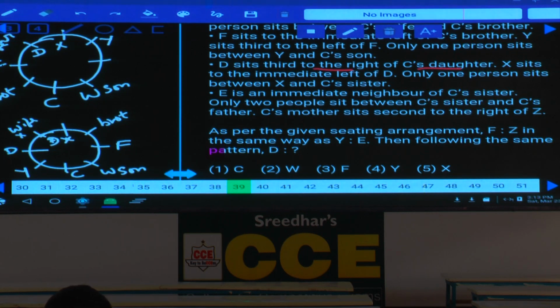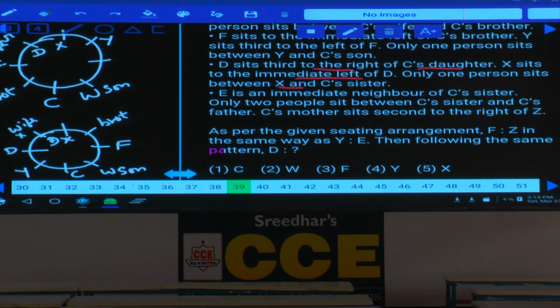Here in the second case, there are two possibilities. X sits to the immediate left of D. Only one person is between X and C's sister. X and C's sister, tell me how many persons are there? There is exactly one person between these two. E is an immediate neighbor of C's sister.